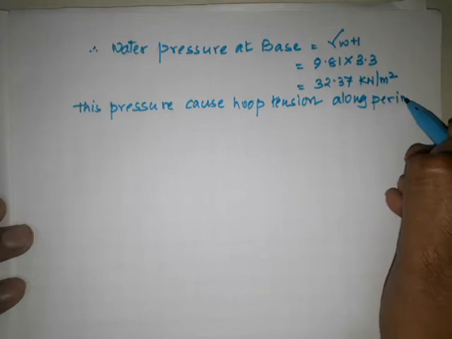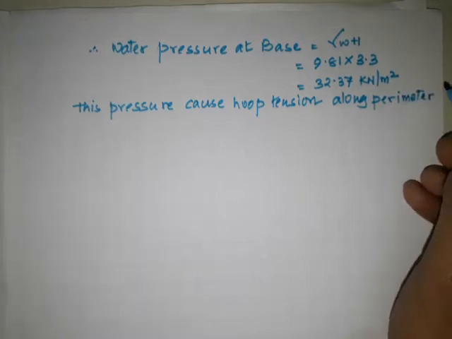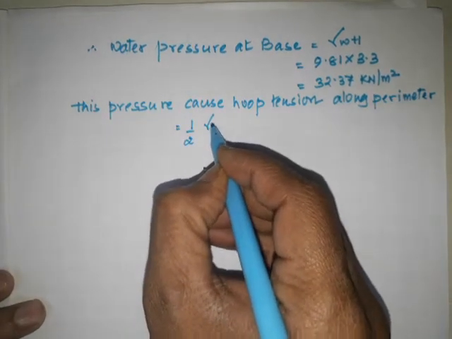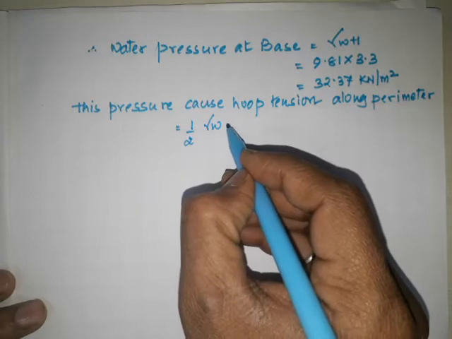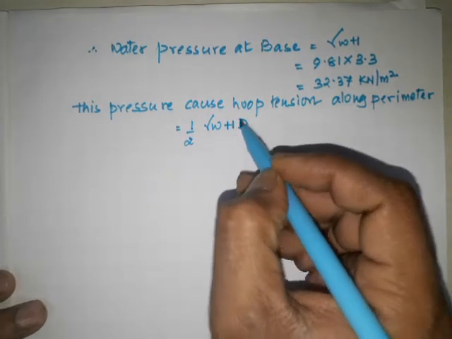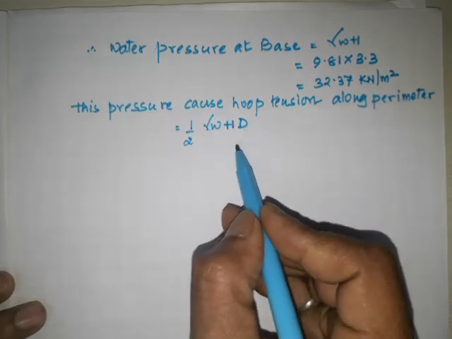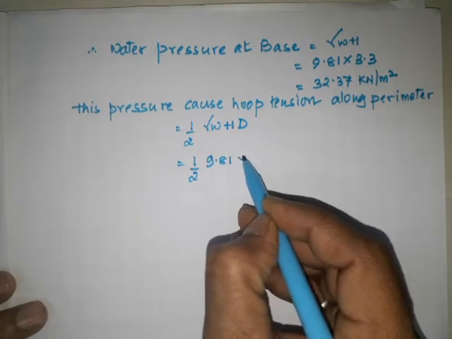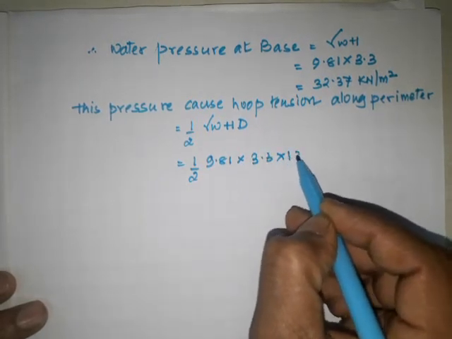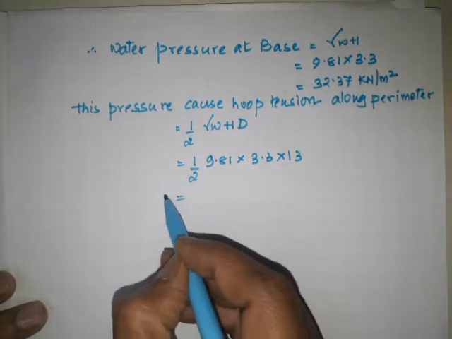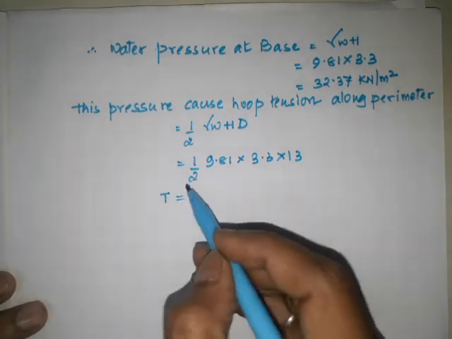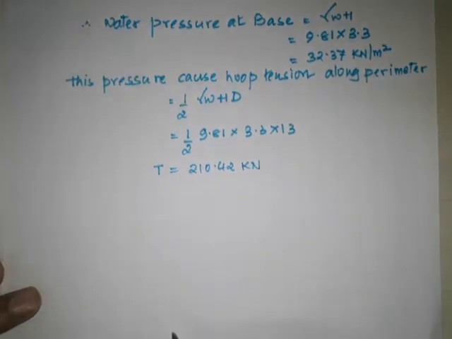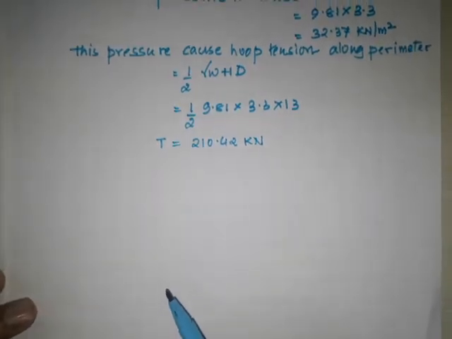Okay, perimeter or periphery, along the perimeter, which will be equal to half of gamma W into H into D. So pressure is half of gamma W into H into D. So it will be half of 9.81 into H, which is 3.3 meter, and diameter is 13. So the hoop tension, what I call T, will be 210.42 kilonewton. So this will develop a hoop tension of 210.42 kilonewton.